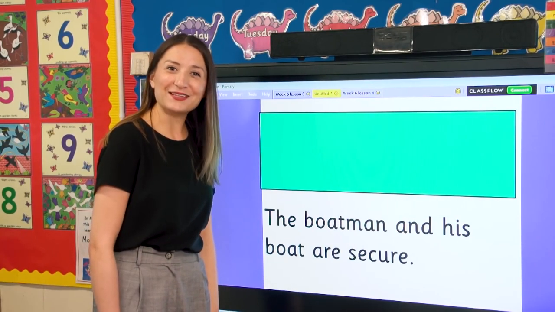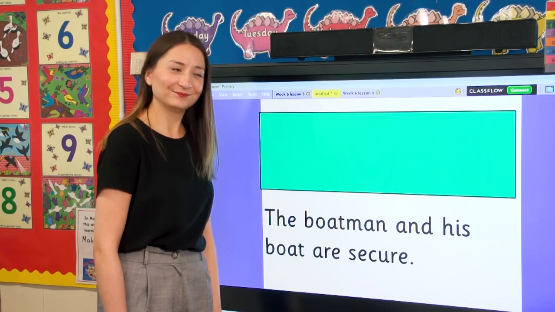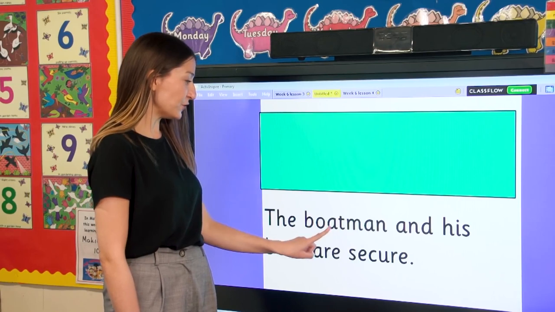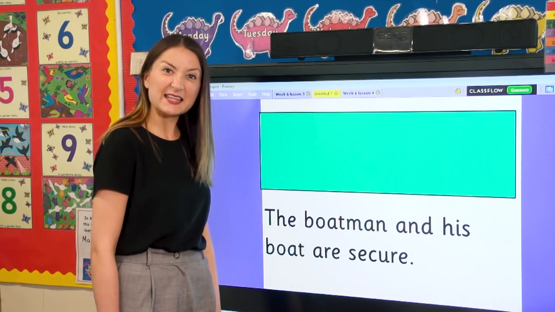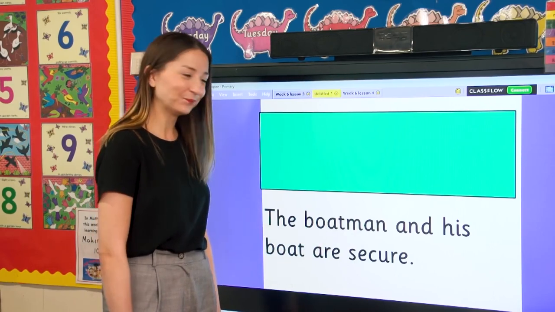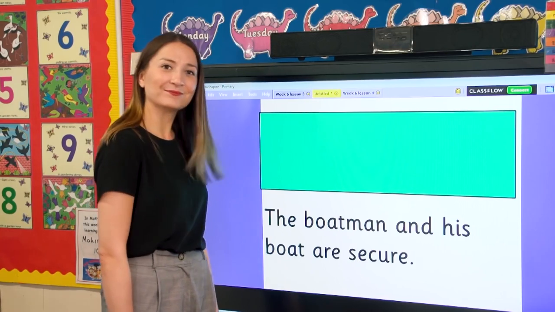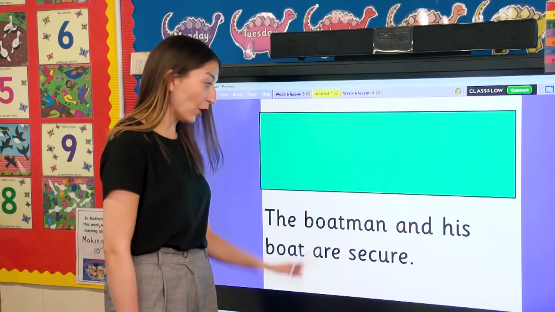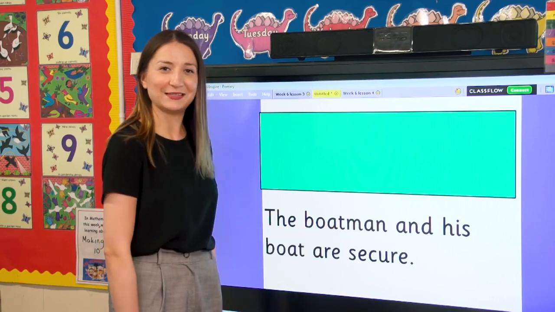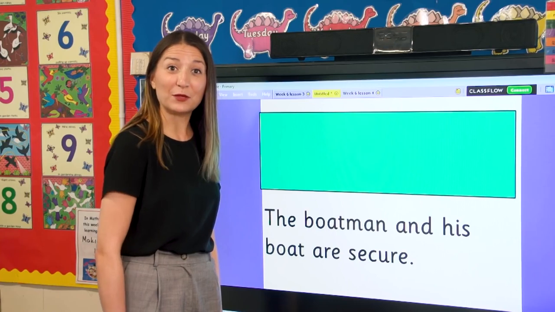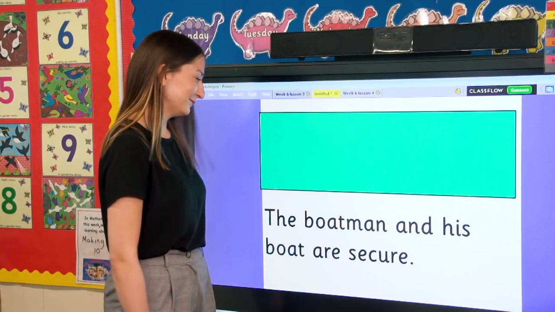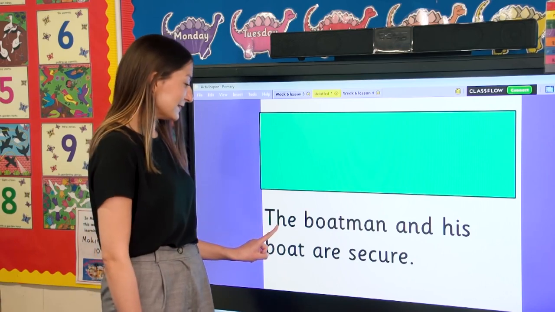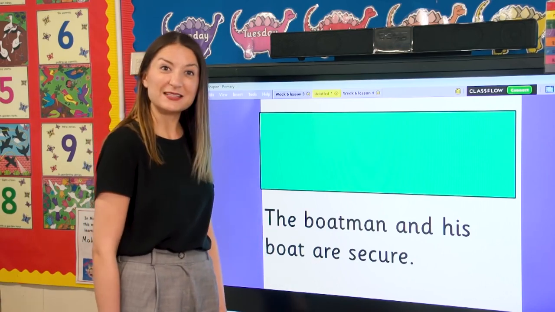Can you see a compound word? Yes, this is a compound word. There are two words put together. Can you see any multi-syllabic words? Yes, this is a multi-syllabic word. Our compound word is also a multi-syllabic word. Can you see a tricky word that we already know? Yes, this and this are tricky words we already know.